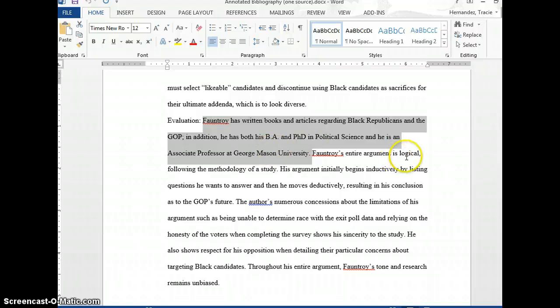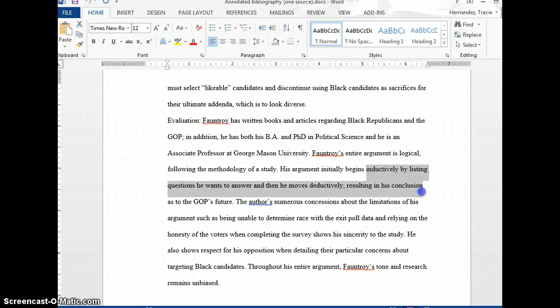His argument is logical, following the methodology of a study. His initial arguments begin inductively, as I mentioned, listing the questions he wants to answer, but then he moves deductively, resulting in his conclusion about the GOP's future. The author uses numerous concessions about the limitations of the argument, and again, that's still all a part of ethos, because he has shown me that he does not know all the answers, but he is trying to explore the issue, and that shows that he is trustworthy.